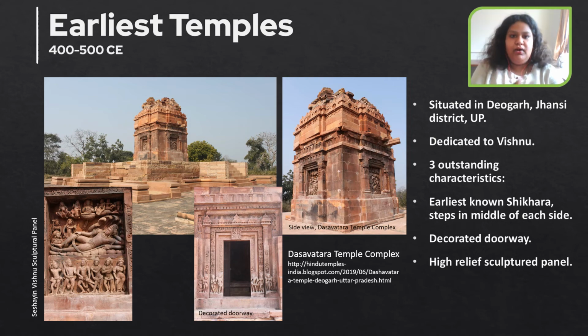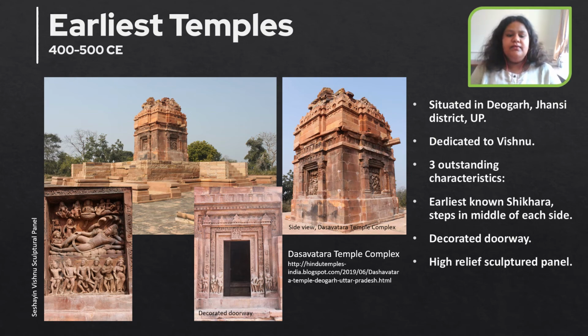So this is the Dashavatara temple, dedicated to Vishnu, who is the main deity of this temple, and it is situated in Deogarh, in the Jhansi district of Uttar Pradesh. This temple has three important outstanding characteristics. The first is that we get one of the earliest known shikharas, or superstructures. In the previous temples, the Parvati Temple or temple number 17 at Sanchi, they do not have the superstructure. So here we get the very initial stage of a superstructure.